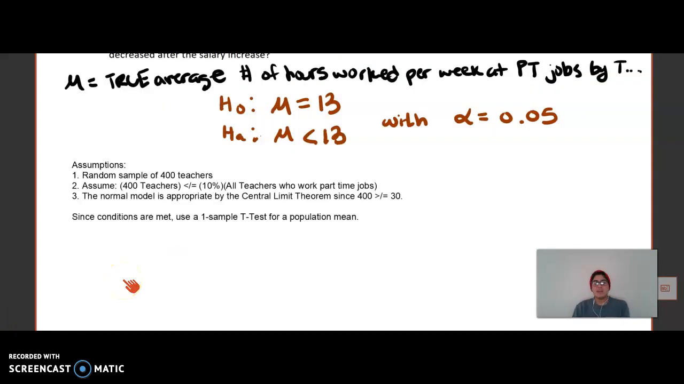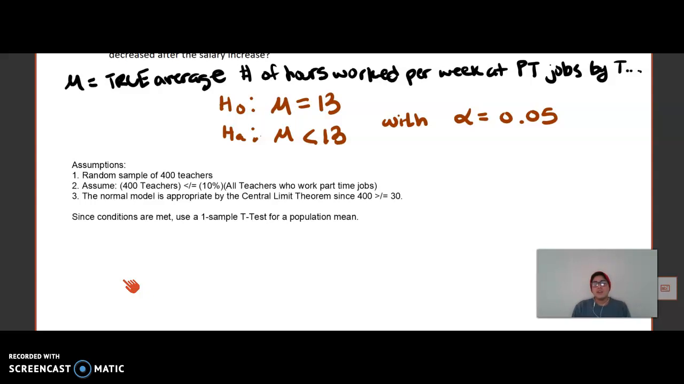Okay, so hopefully your paper looks something similar to this, or however you set up your paper, let's go ahead and check the first 4 sections here. Here we're trying to find statistical evidence for mu, which is the true average number of hours worked per week at part-time jobs by teachers. And as a teacher who also has a few side hustles myself, I can guarantee this is very much a real issue. The claim is that teachers are working an average of about 13 hours, but we're trying to see, after the salary increase, did that average number of hours decrease? So I'd be testing for a less than inequality here, and I'm going to use a significance level of 5%.